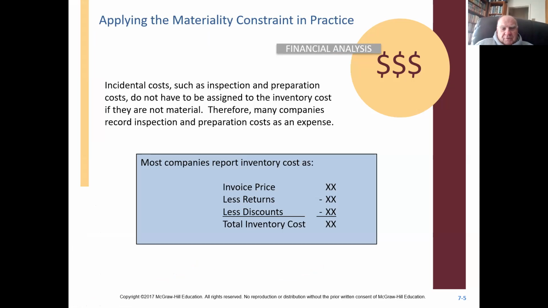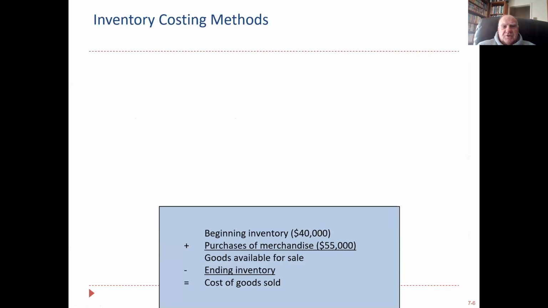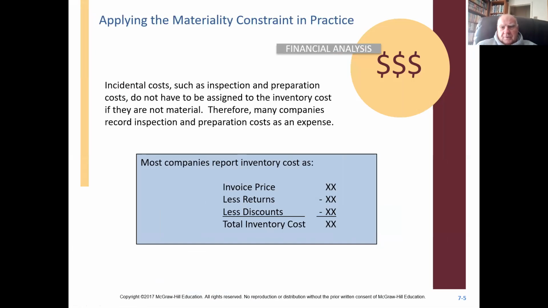So inventory cost, incidental costs such as inspection and prep costs do not have to be assigned if they're not material. So a lot of these can be expensed. I mean, if the freight cost was $10 to get it across the street, you just forget about that. Expense it. Materiality. That's another GAAP principle, GAAP, materiality.